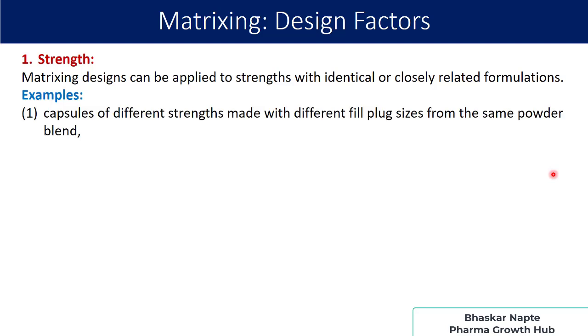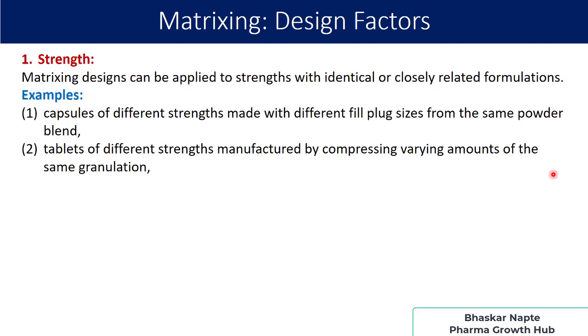And here are the examples. The first one is capsules of different strength made with different fill plug sizes from the same powder blend. Again, the dose proportionate formulation, just the size of the plug gets changed with the change in the strength or the label claim. Similarly, for tablets of different strength manufactured by compressing varying amounts of the same granulation or the blend powder. Again, the dose proportionate formulation is expected for the tablet too.